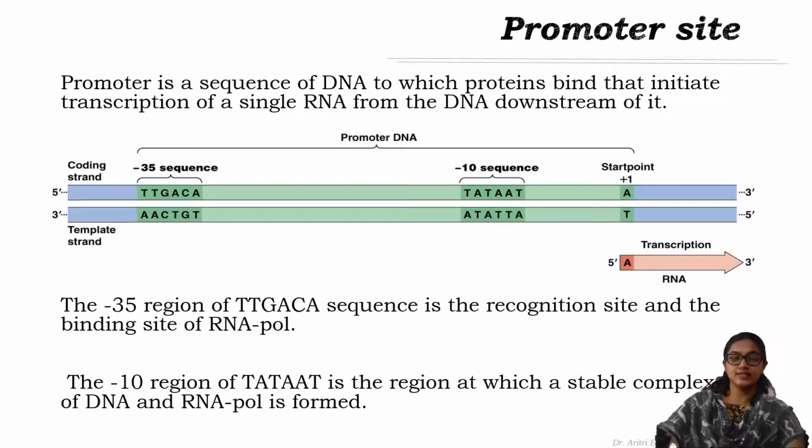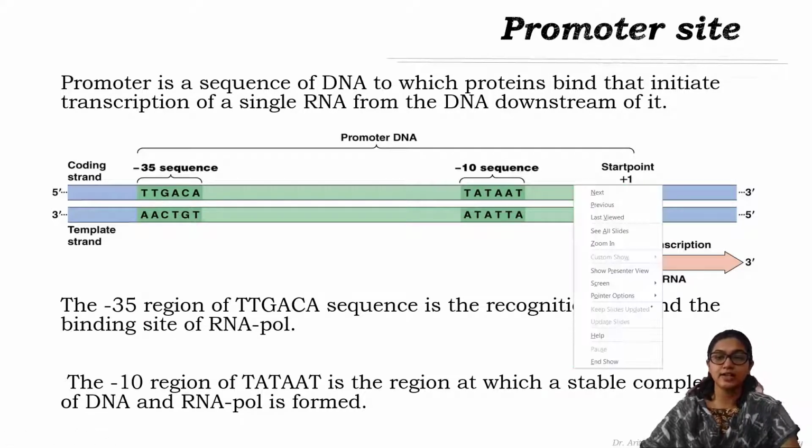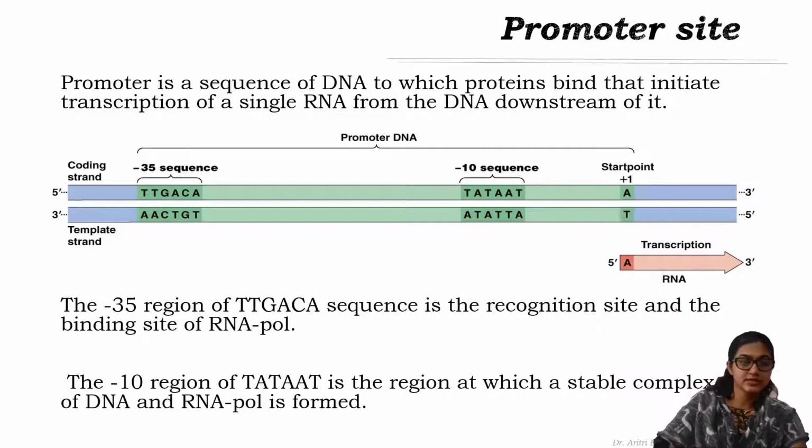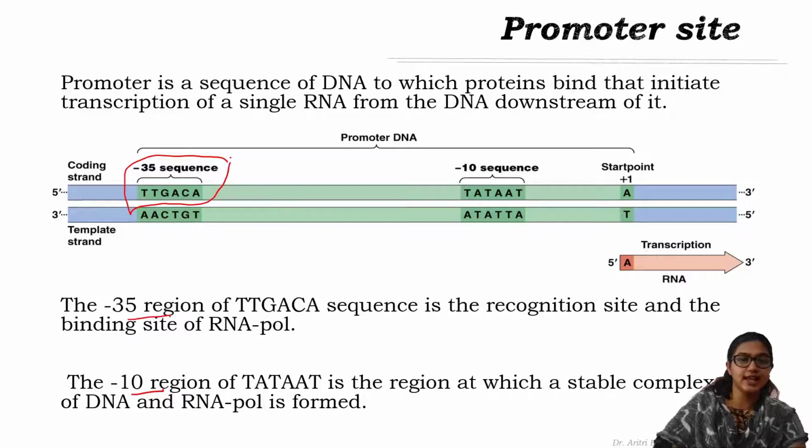In the prokaryotic system, you can see there are 2 different regions. One is the -35 region, another is the -10 region. In the -35 region, the sequence is TTGACA, whereas in the -10 region, the sequence is TATAAT.